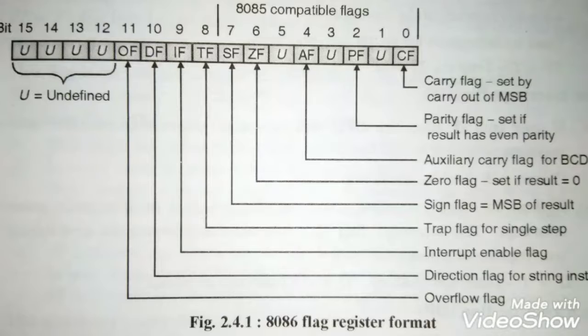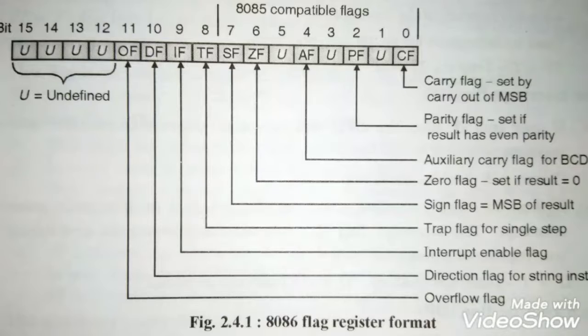Auxiliary carry flag. If an operation performed in ALU generates carry or borrow from lower nibble D0 to D3 to upper nibble D4 to D7, the auxiliary carry flag is set. That is, carry given by D3 bit to D4 is auxiliary carry flag. This is not a general purpose flag. It is used internally by the processor to perform binary to BCD conversion.